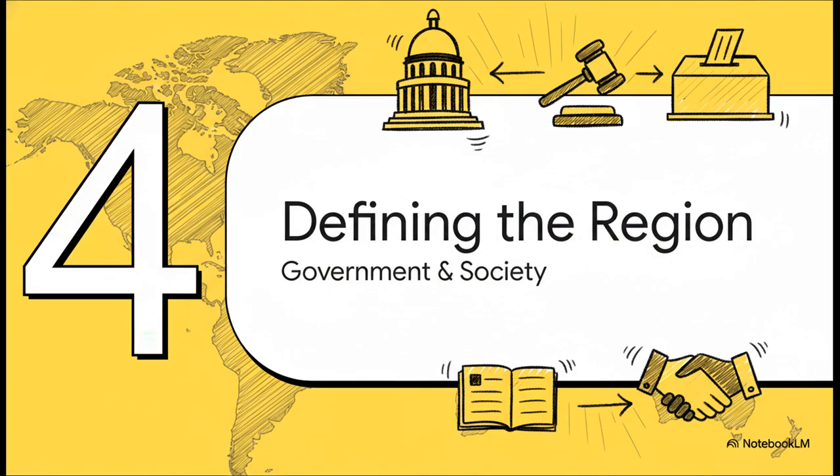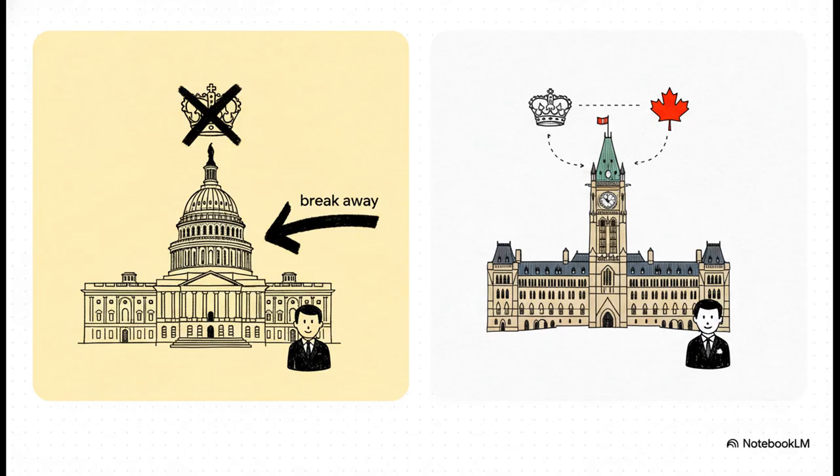Okay, that brings us to our final theme, region. This is how we organize areas by their shared characteristics. And one of the most powerful ways to define a region is by its system of government. And here we see a fundamental split. The US was born from a violent revolution against Britain, creating a federal republic with a president. Canada, on the other hand, evolved much more gradually into a parliamentary democracy that, while independent, still technically has the British monarch as its symbolic head of state.